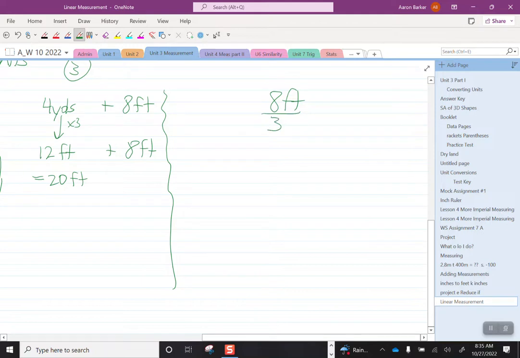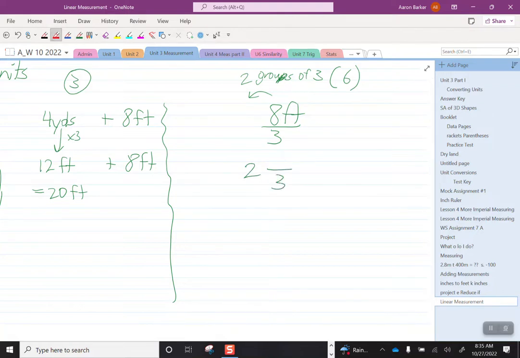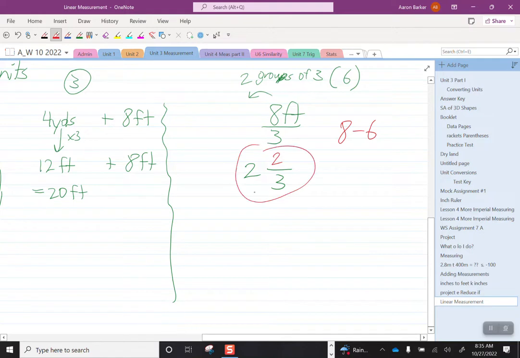So if you had 8 over 3 as a fraction, how many whole groups of 3 could you take out? 2. So you could take out 2 groups of 3, which has a value of what? 2 times 3 is 6. So you're taking out 2 groups of 3, and what's the remainder? Yeah, 8 minus 6 is 2. So when you're converting this to yards, this actually equals 2 yards and 2 feet.